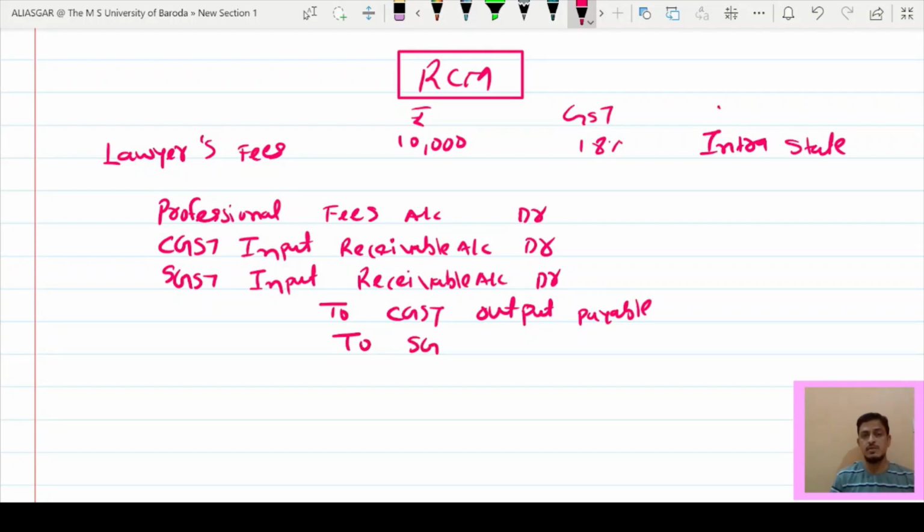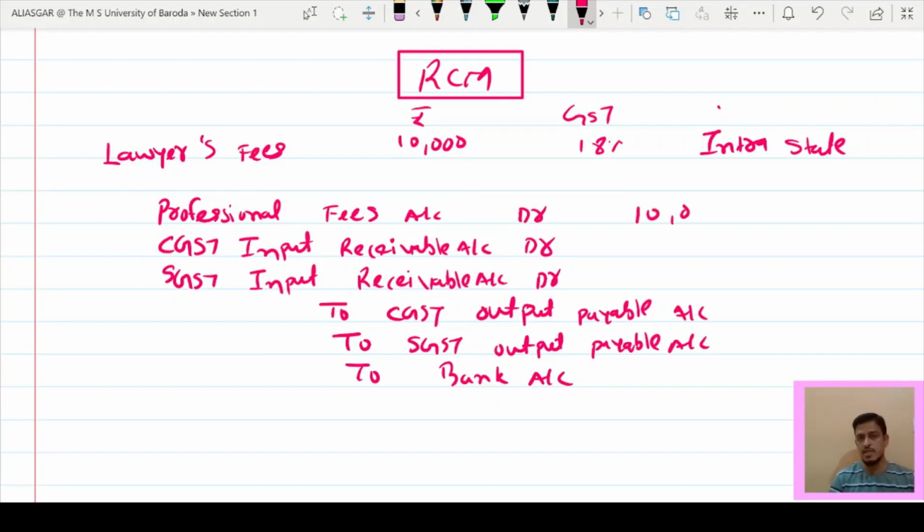To SGST output payable account. To bank account or party account. If it is paid by cheque, then bank account. If it is paid to some party, then the name of the party will be written. Here the amount recorded will be 10,000. 9% CGST, that is 900, will come. Here also 900, 900, 900, and in the bank column 10,000 will come.